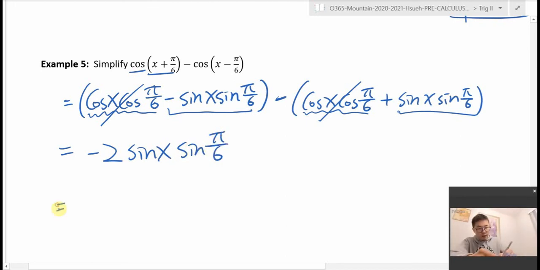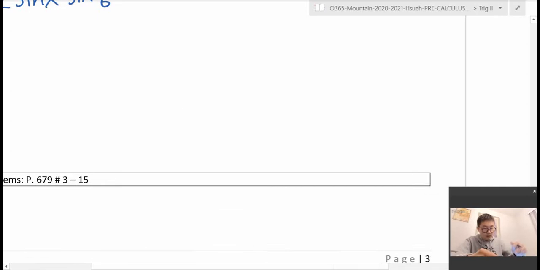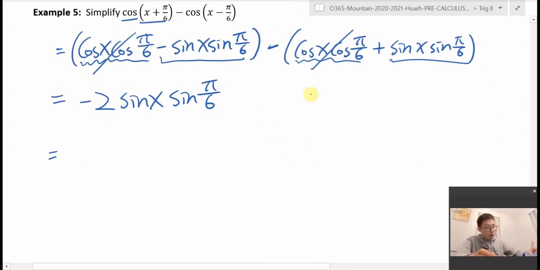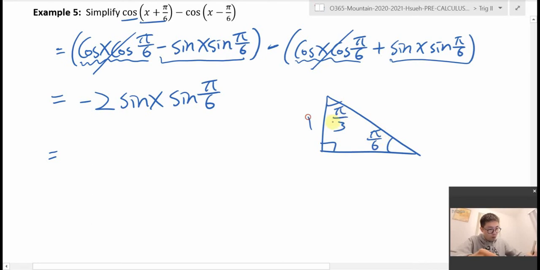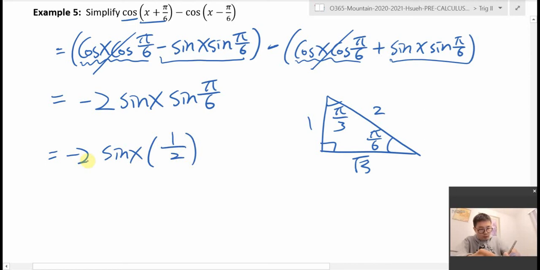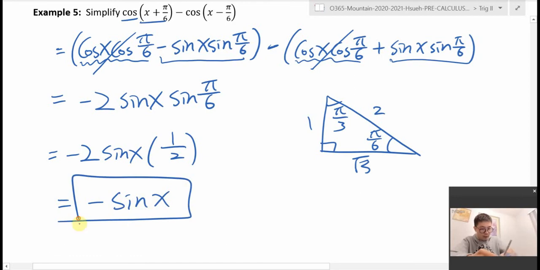Now we evaluate. We can simplify first and then evaluate. Pi over 6 again is a special triangle. Let me just quickly draw it. Pi over 3, 1, 2, root 3. So negative 2 sine x, and sine of pi over 6 is opposite over hypotenuse, 1 over 2. Negative 2 times 1/2, you should get negative 1, so your final answer should just be negative sine x, and that is your final answer after you simplify it.